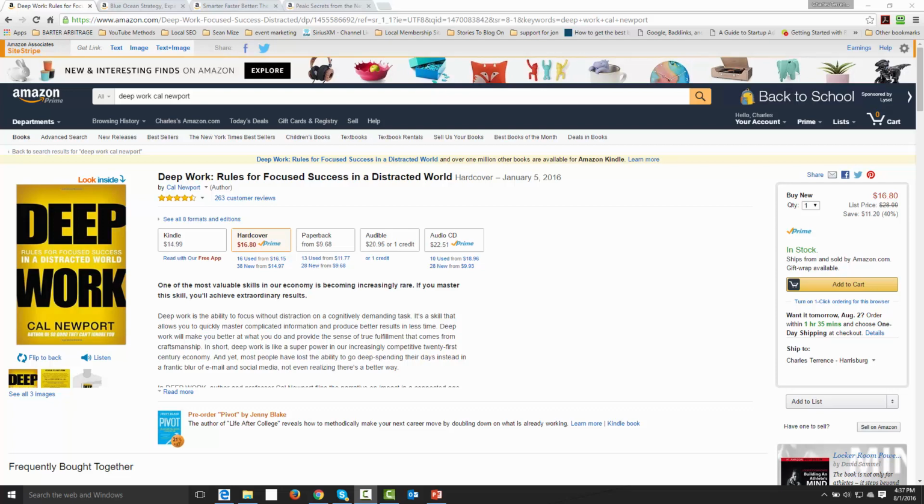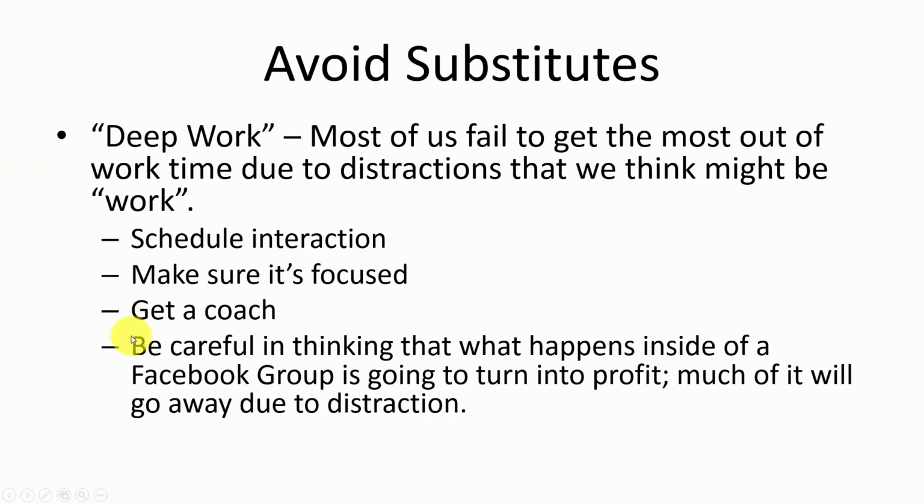And in the last section, we talked about the fact that when we're purchasing, we want to make sure that we're not substituting purchases for the things that we really need to do in order to build our business. And one of the things that we talked about here is the book Deep Work. And we talked about that with respect to the concept of scheduling interaction and making sure that it's focused.